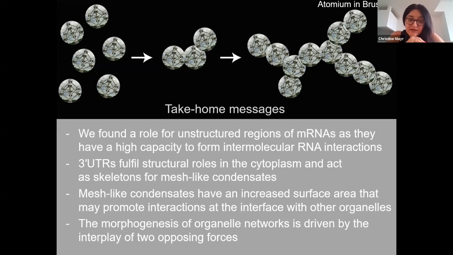And so we found that these organelle networks are driven by the interplay of two opposing forces. One is a fusion force that is created by the surface tension, but the anti-fusion force is generated by the RNA skeleton that doesn't allow full fusion. And we are actually quite excited about this because this is very similar to the formation of membrane-bound networks.